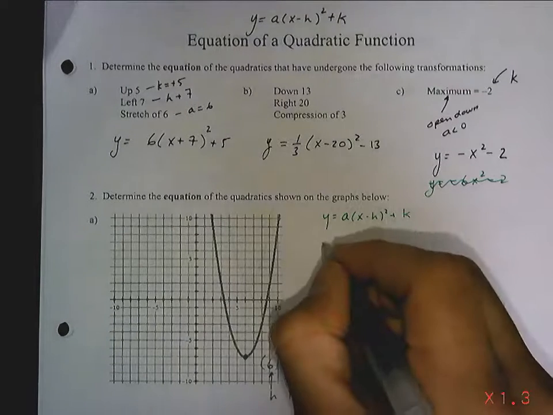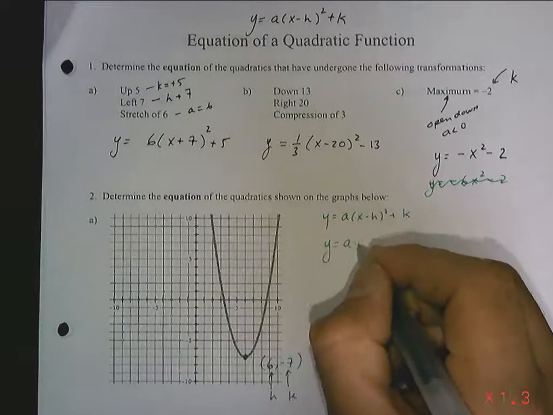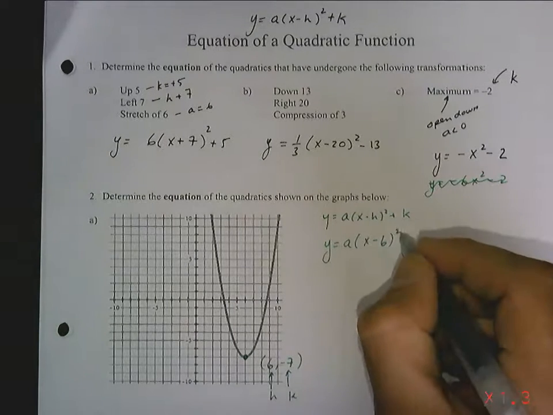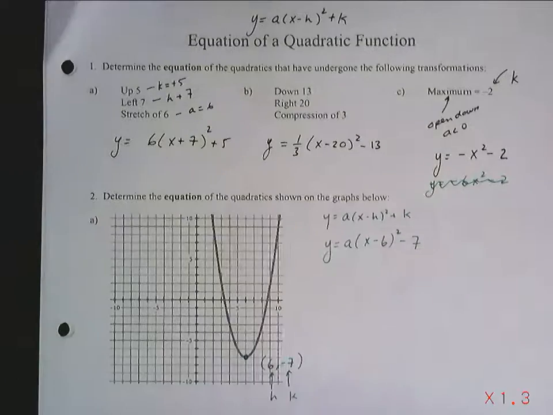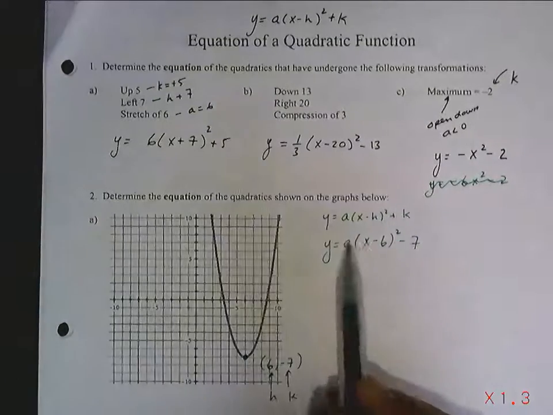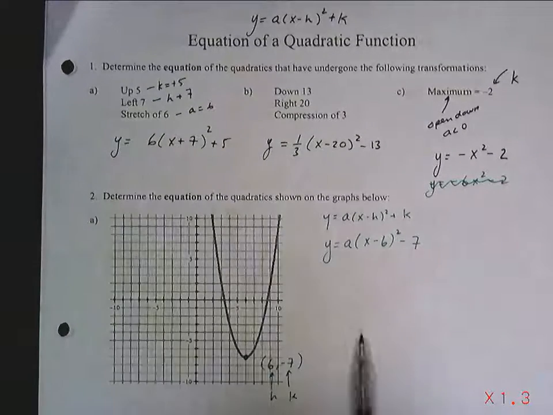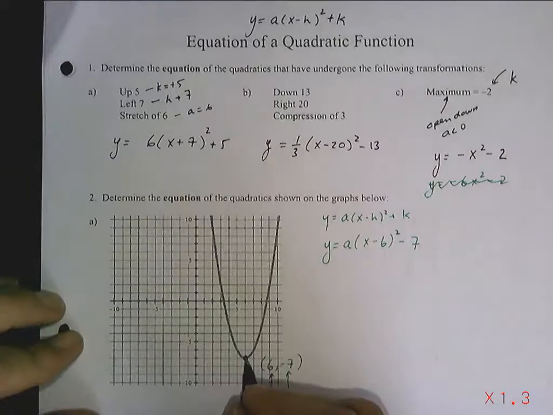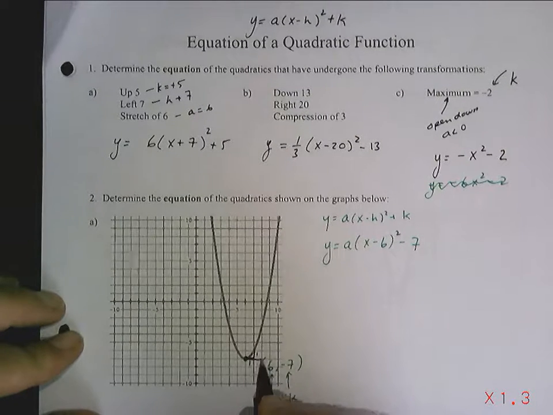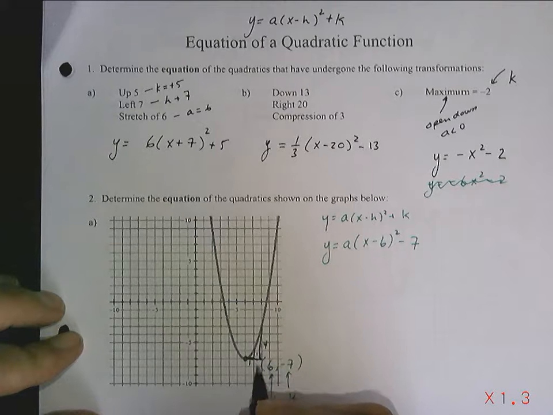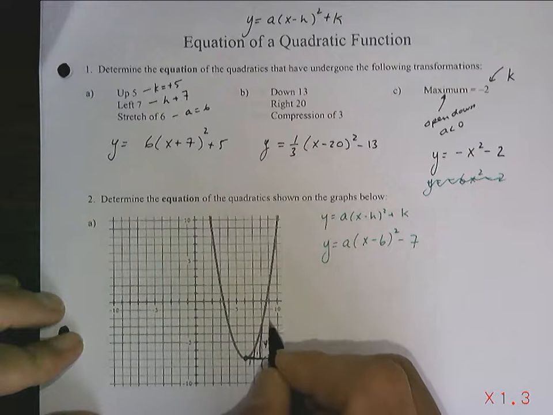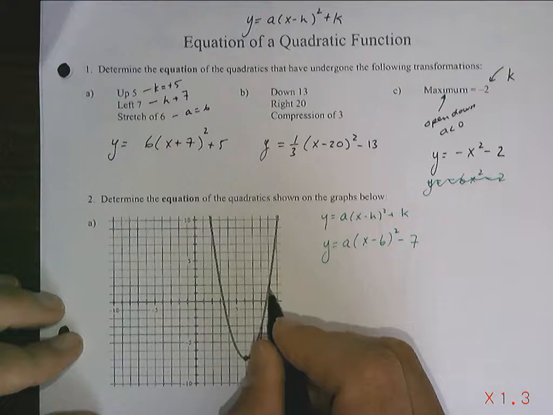So I know that I'm going to start off with y equals a times (x minus 6), because it's to the right, squared, minus 7 because it's down 7. So that's all well and good, but I don't know my a value yet. There's a couple of ways to get that. One way is to sort of figure out the step pattern if you can. I go over 1, I seem to go up 1. I go over 2, I seem to go up 4. I go over 3, and I'm going up 1, 2, 3, 4, 5, 6, 7, 8, 9.